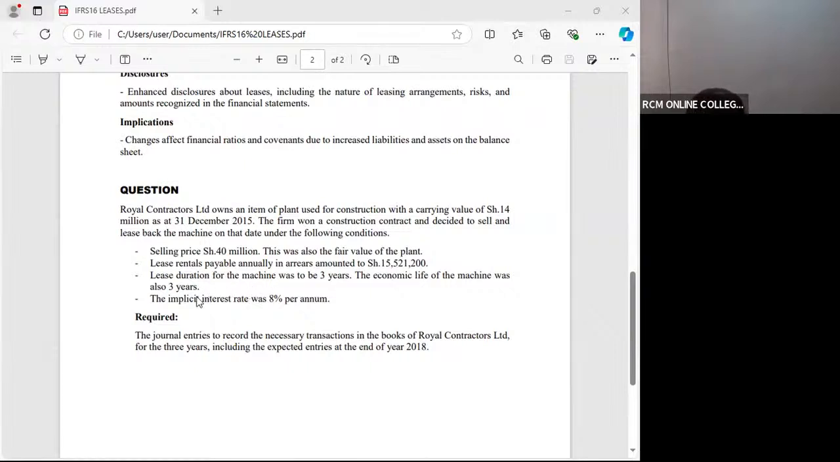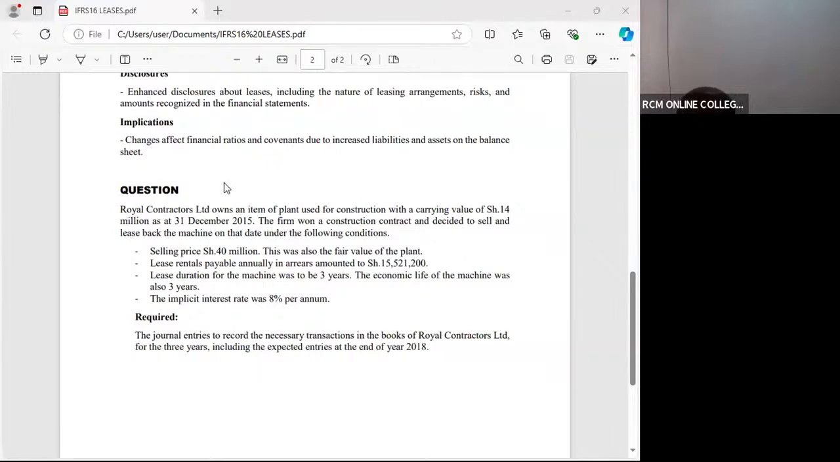So they want us to give them the journal entries to record the necessary transactions in the books of Royal Contractors Limited for the 3 years, including the expected entries at the end of year 2018. Now, ladies and gentlemen, we must know who Royal Contractors now are in this arrangement.